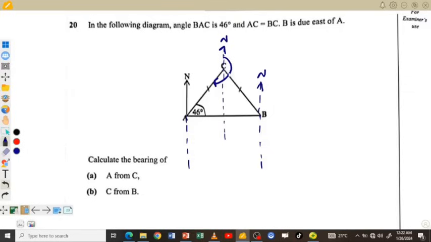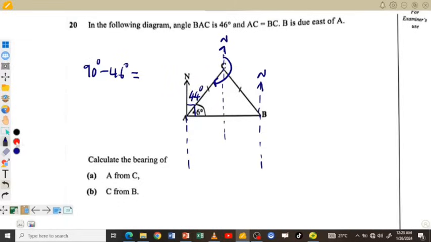Okay, so how can we find this bearing? They have said B is due east of A, meaning that here we are having a 90 degrees. Now right here we've got this angle, which is 46. So to find the angle right here, we just say 90 degrees minus 46 degrees. What does it give us? It gives us 44. So the angle here will be 44 degrees.